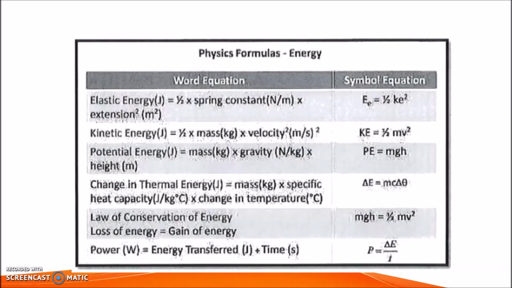The next one is thermal energy as well as the law of conservation of energy. Here it says that loss of energy is equal to gain of energy. It means that when a ball falls down from a certain height, the potential energy lost during that movement is equal to the amount of kinetic energy gained. And then the last one under energy is power, which is equal to change in energy, or energy transferred, divided by time. You can pause the video and take a screenshot.